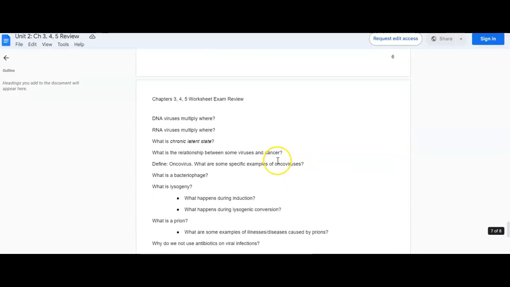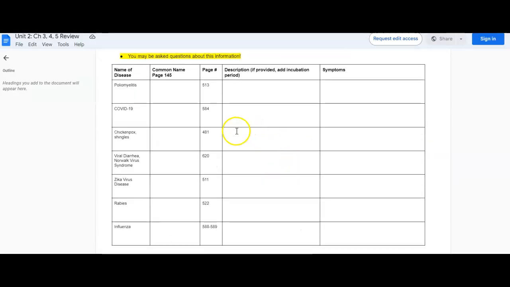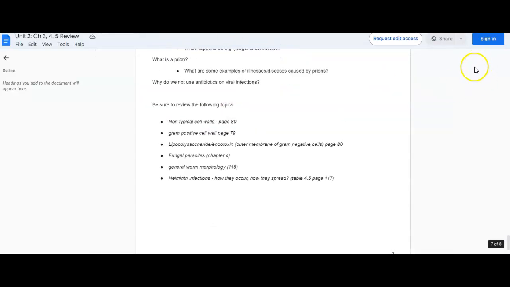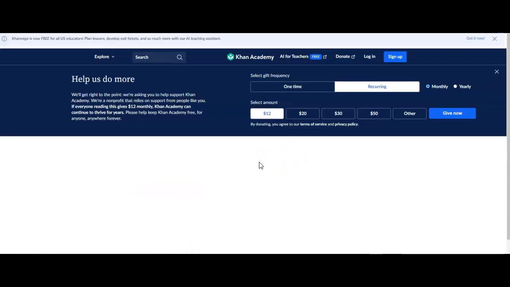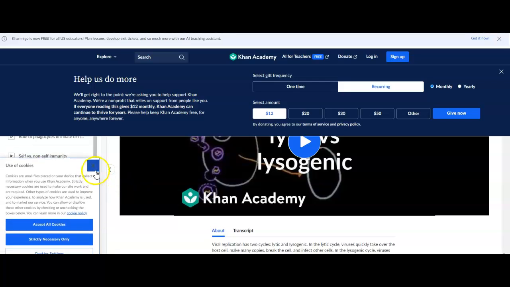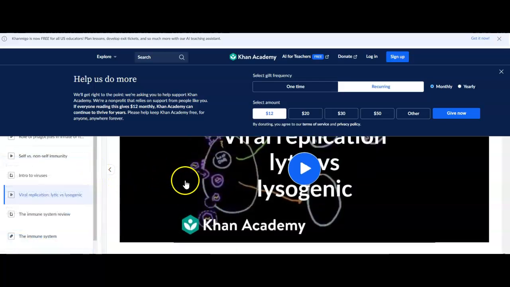If you do want a video that might make some of the bacteriophage stuff a little easier to tackle, this is a good video here. This is pretty technical. Obviously, this is on Khan Academy, but you could also, if you want, let me just show you real quick.